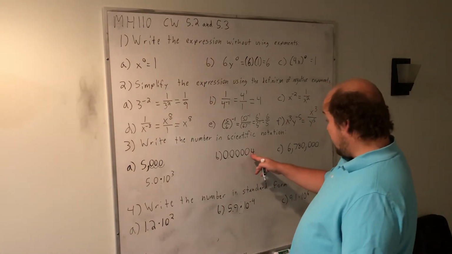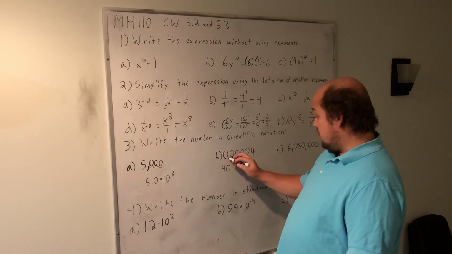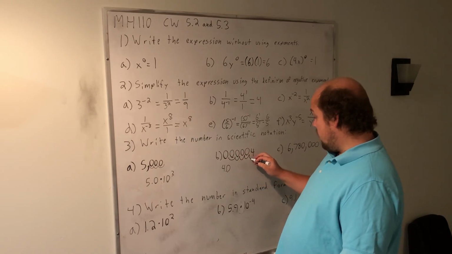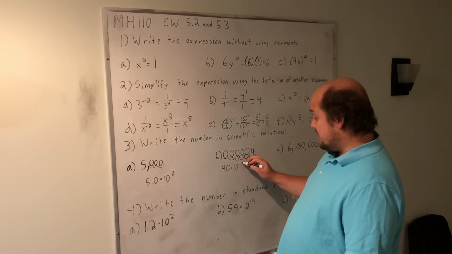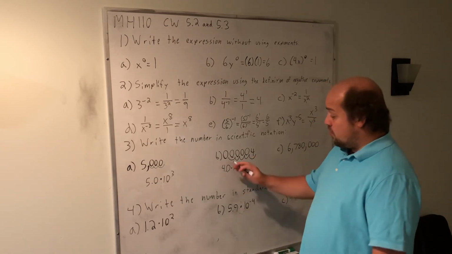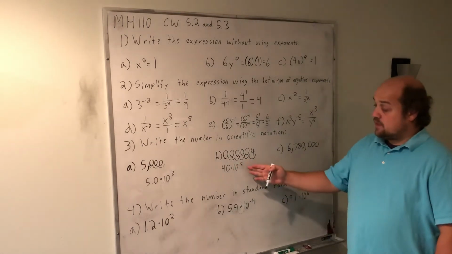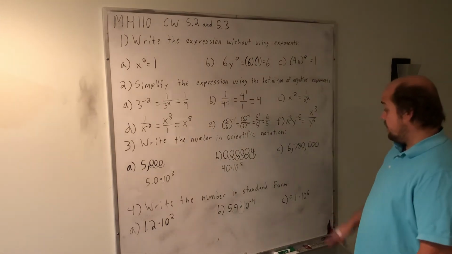So we know that we want to get the first thing behind that 4, so we're going to get 4.0. To move it, we're going to have to move it 1, 2, 3, 4, 5. Again, I want to make sure this exponent's negative because I started with something small and I had to move the decimal place to the right. So in scientific notation, this would be 4.0 times 10 to the negative fifth.